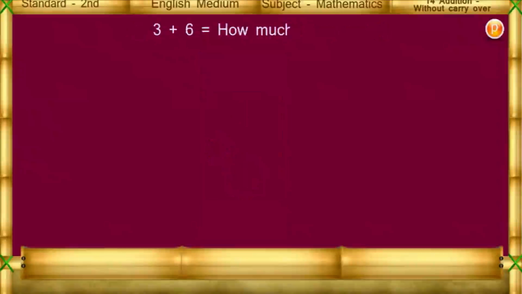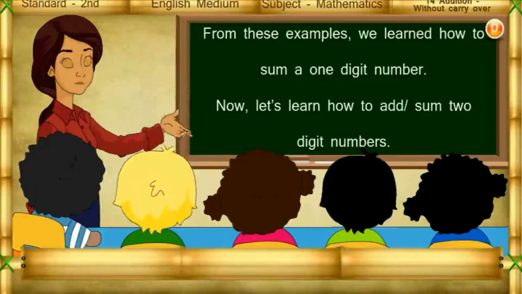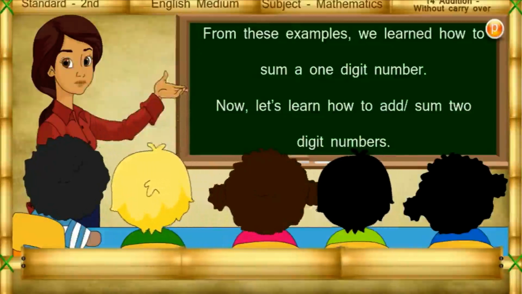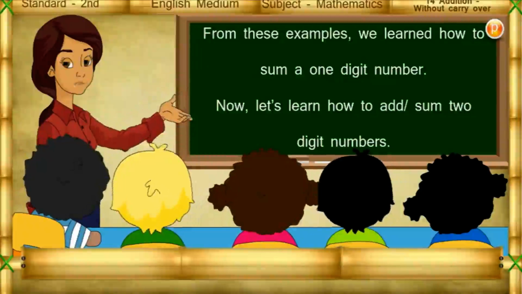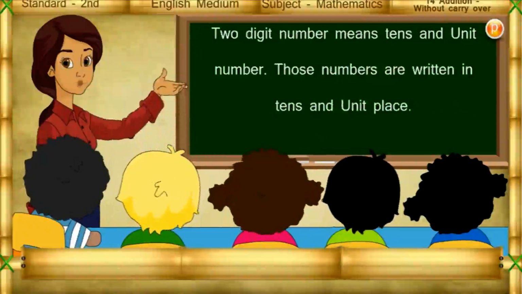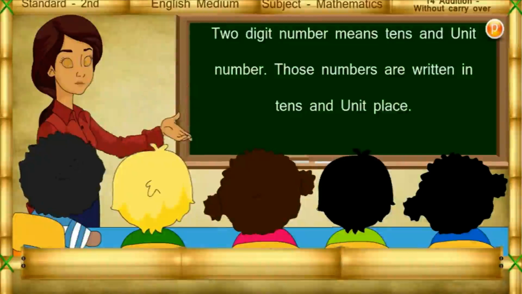3 plus 6 equals how much? 3 plus 6 equals 9. From these examples we learned how to sum single digit numbers. Now let's learn how to add two-digit numbers. A two-digit number means tens and unit numbers. Those numbers are written in the tens and unit place.